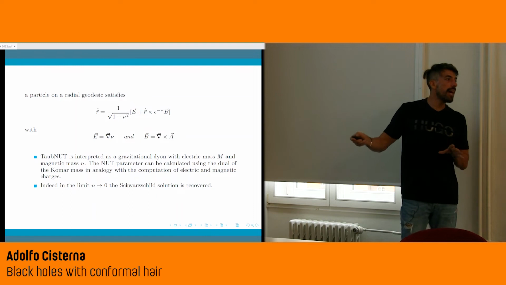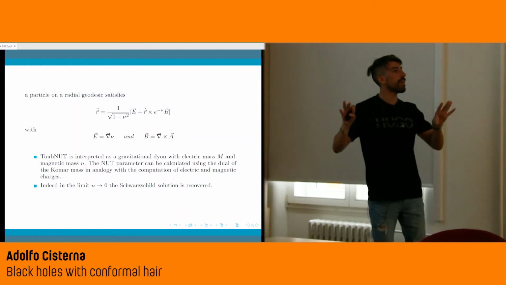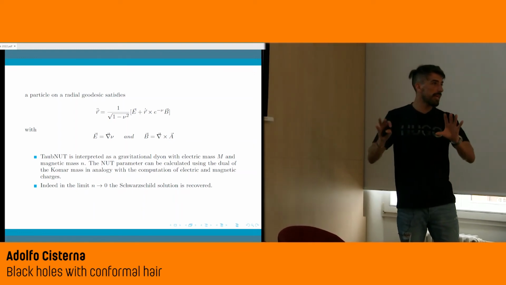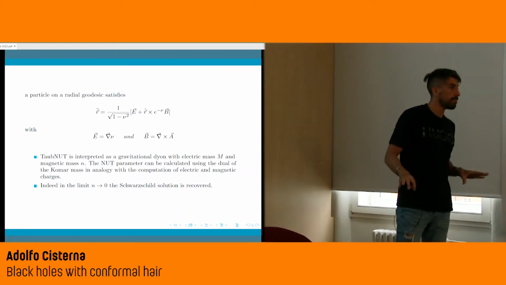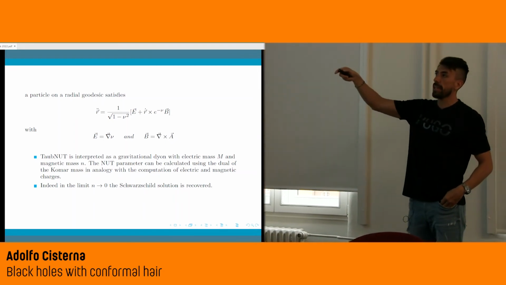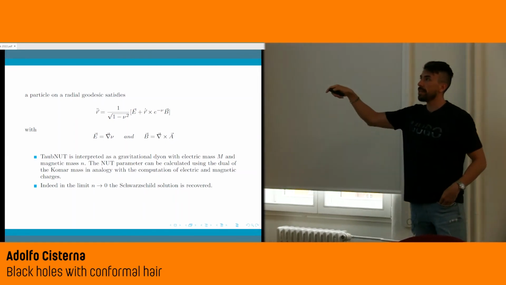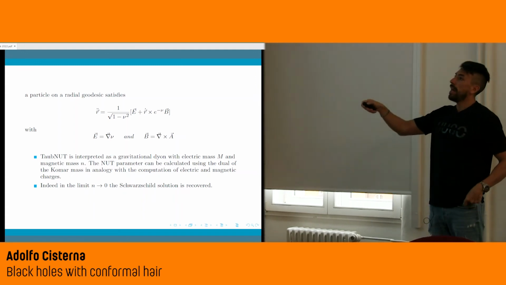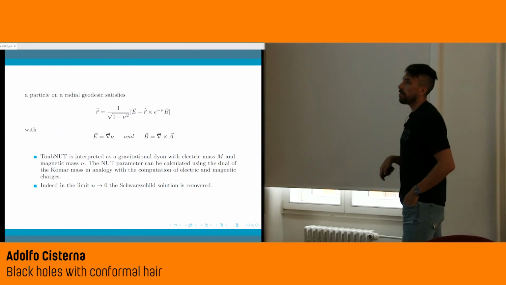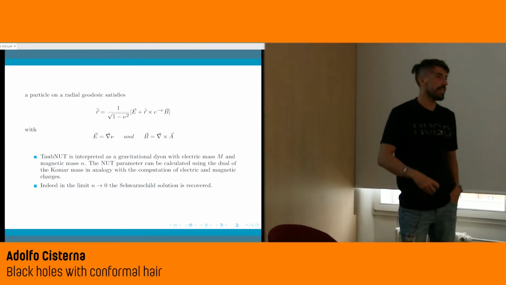And this is telling you, look, these two metric functions that are part of the space-time, this gravitational setup, pretty much behave as electric and magnetic fields. And that's the point. So people start interpreting Taub-NUT as a gravitational dyon with electric mass M and magnetic charge M. Okay?